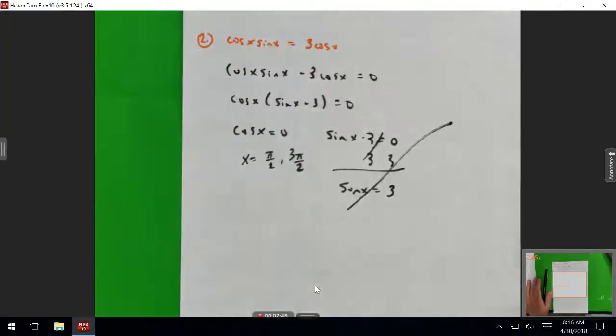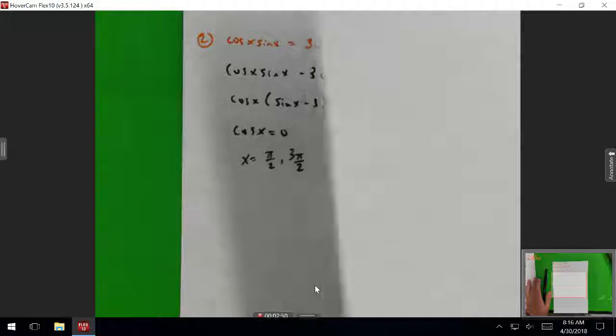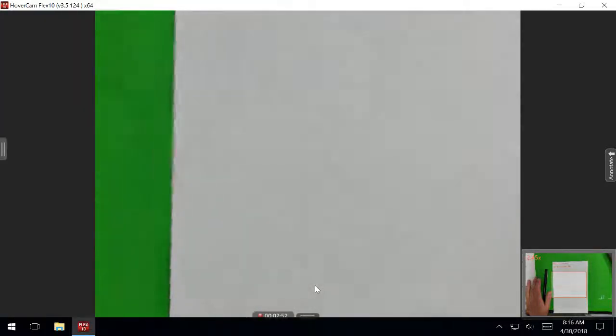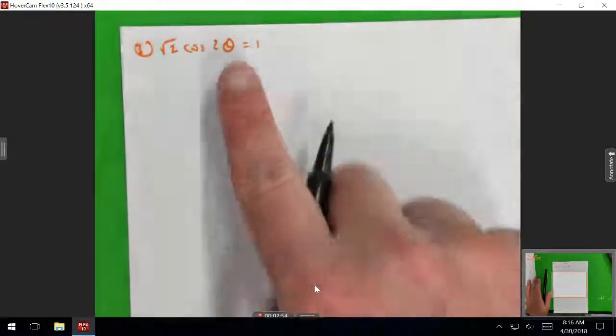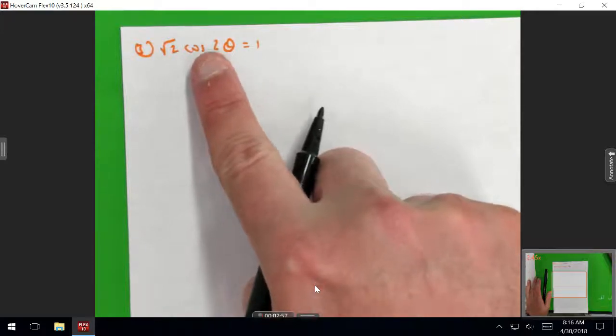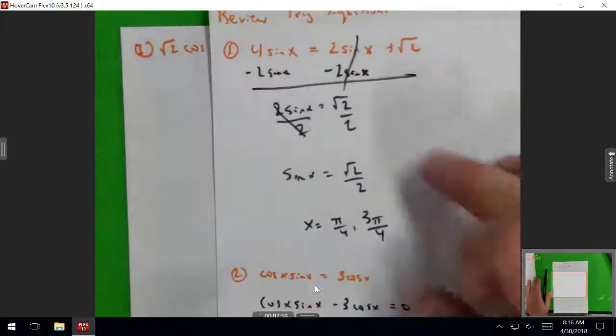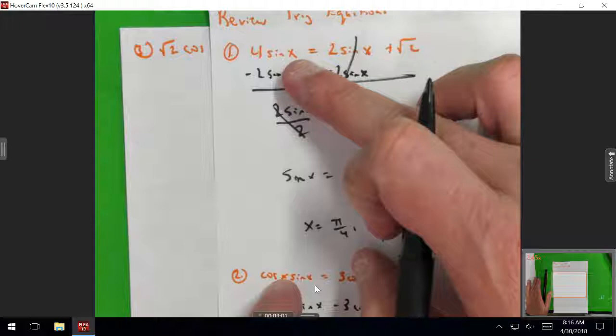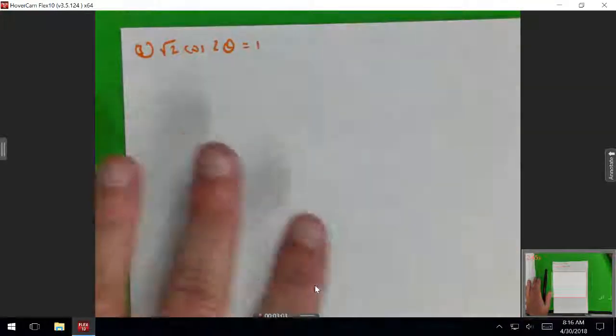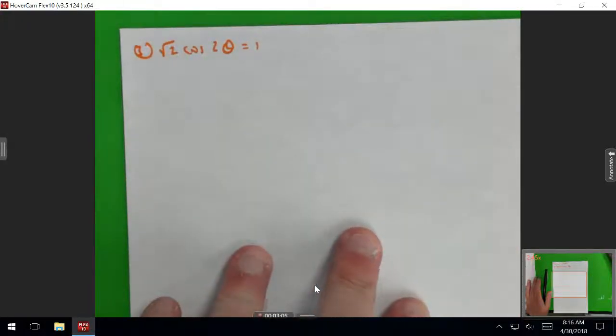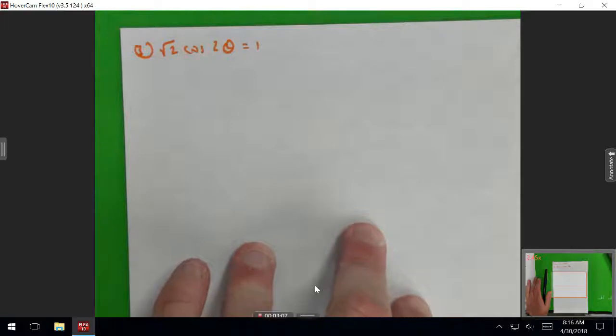Okay. Now let's look at this one. Now this one's a little bit more complicated. What do you notice in front of this theta right here? A number. In front of these x's, it was just understood 1, wasn't it? You remember how these were kind of a more difficult equation? You might want to make sure you jot this one down. Okay? Jot this one down.